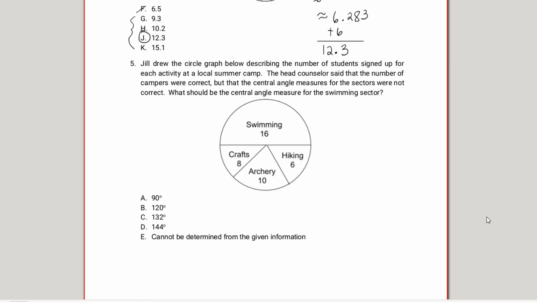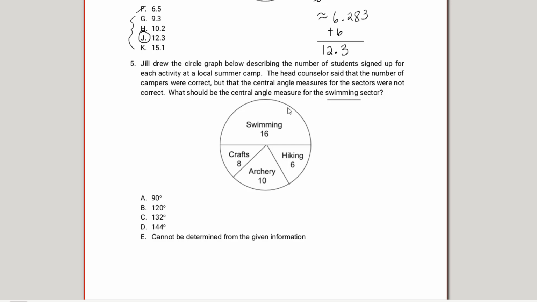It says, Jill drew the circle graph below describing the number of students signed up for each activity at a local summer camp. The head counselor said that the number of campers were correct, but that the central angle measures for the sectors were not correct. What should be the central angle measure for the swimming sector? We're looking for the swimming sector. So basically Jill has drawn a circle graph to represent all of the activities for the summer, but the graph is not accurate with the data. The data is correct on here, but the formation of the circle graph is not correct.